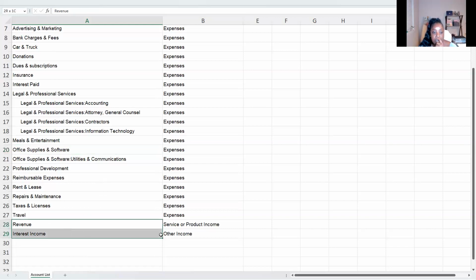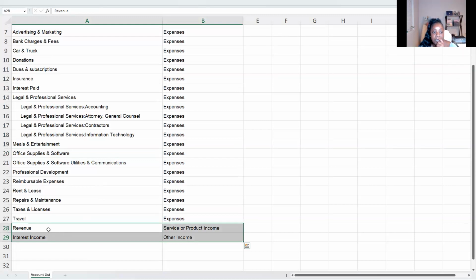So then these are your revenue accounts. You can have one that just simply says revenue. And then if you have different classifications of your revenue, such as service revenue, or if you sell a product, you can have those classified differently. But at the beginning, just have a revenue account, no big deal. Interest income is another account, but that's going to show at the bottom under other income.